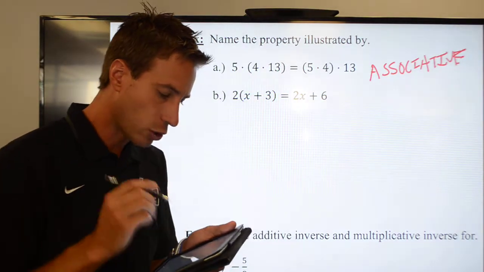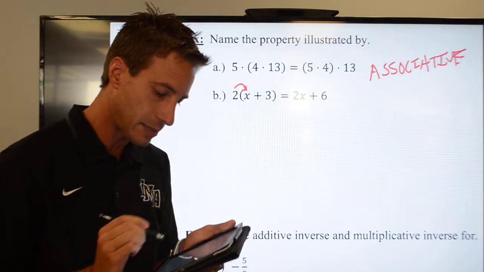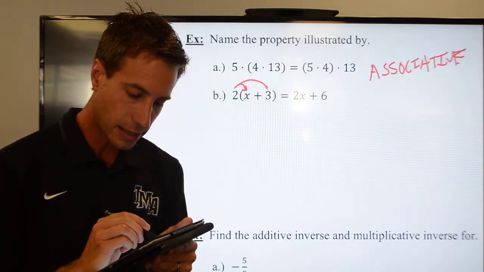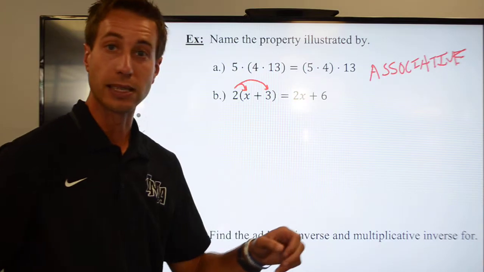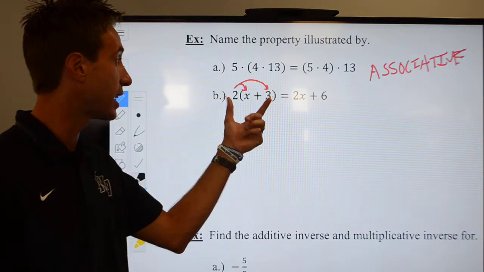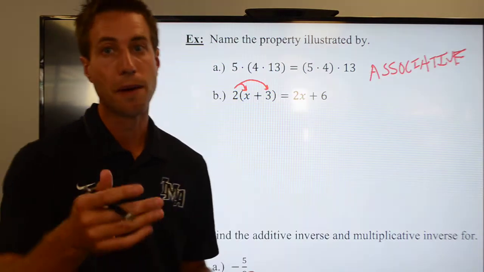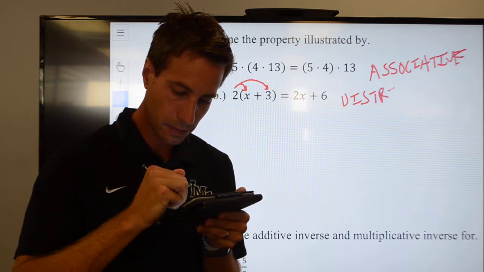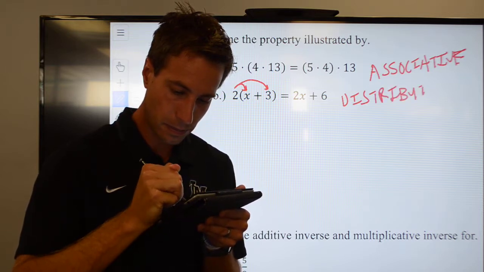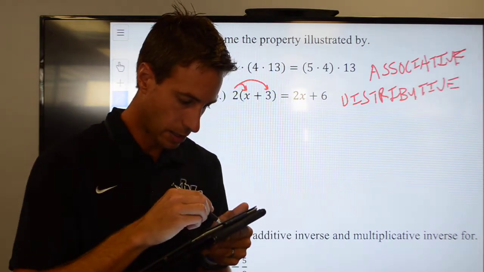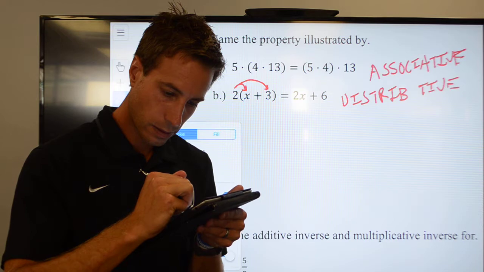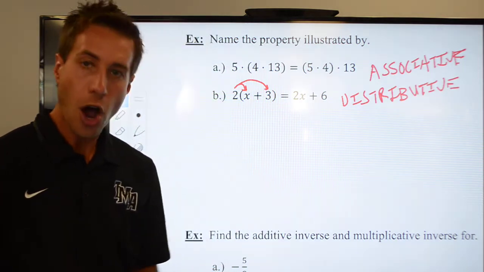Well, if I think about it for a second, it looks like maybe if I were to multiply the 2 times the x, 2 times x is definitely going to get me 2x. And if I were to multiply the 2 times the 3, 2 times 3 is going to get me a 6. Well, I should recognize this notation. I'm multiplying the 2 through the grouping symbol. That's going to be the distributive property. Distributive. There we go. Let me fix my U, because it doesn't look like a U, it looks more like a Y there. Distributive.